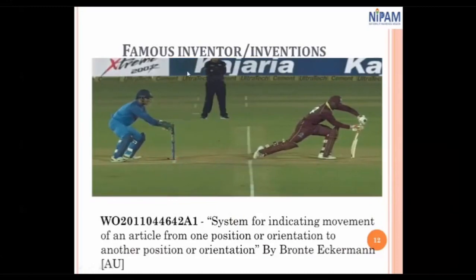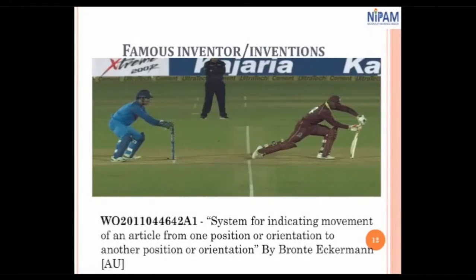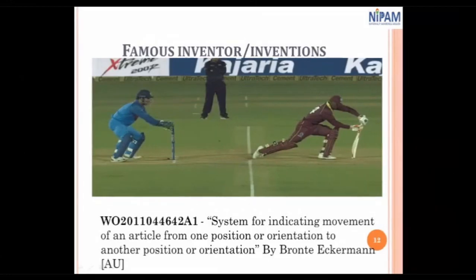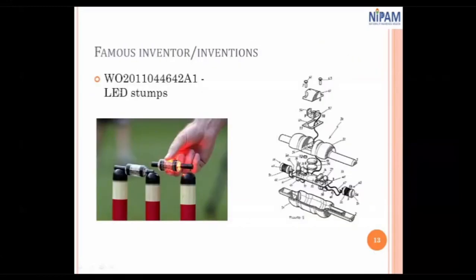Now I'll be talking about a famous patent. You must have seen in cricket matches nowadays, the conventional stumps have been replaced by these LED stumps. There was a gentleman, Mr. Braun Teckerman, who actually invented these LED stumps, and he applied for a patent in Australia. This is AU, meaning Australia. He applied in the Australian patent office and he got the patent for it. These LED stumps, you must have seen, are nowadays used.